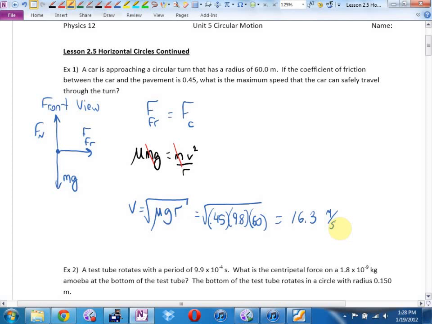Except, in most corners, they're not flat. If you're going at any speed, what do they do with the corner? They tend to bank it. And we'll talk about why maybe later on.